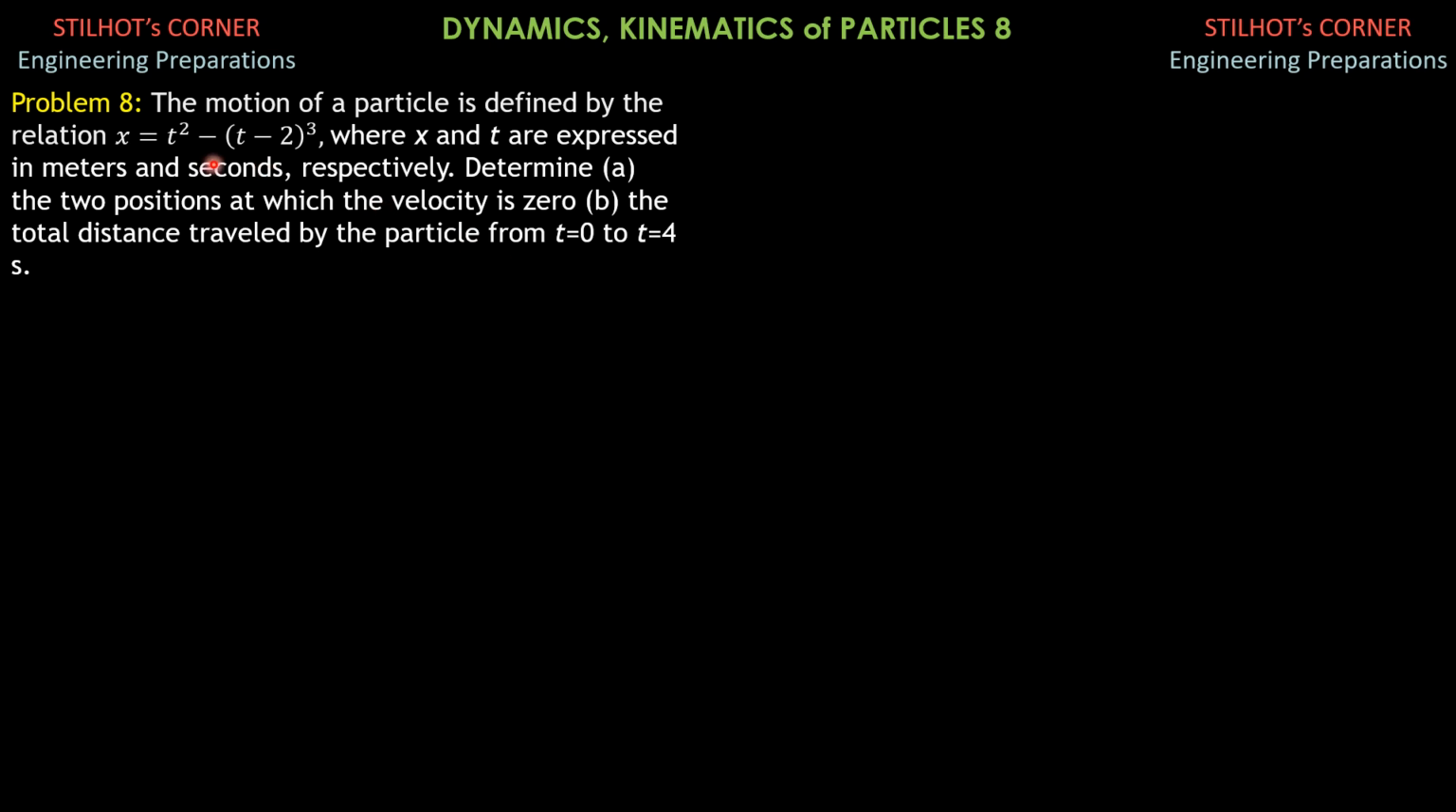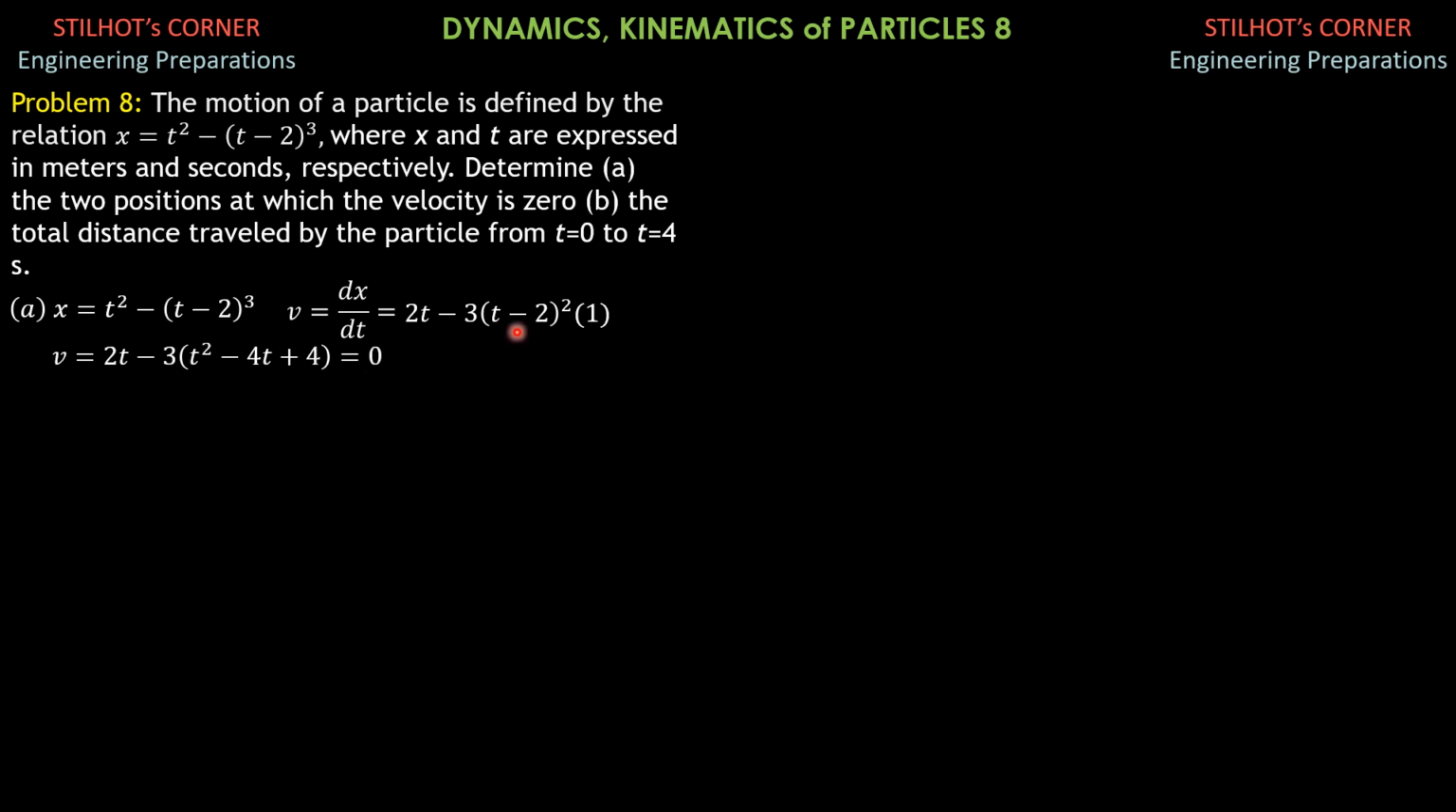As I said, first we set up the formula for the velocity. We differentiate x with respect to time, where x is t squared minus quantity t minus 2 cubed. So dx/dt, velocity, is 2t minus 3 quantity t minus 2 squared times 1, because the variable is t. Simplifying and equating to 0, v is 2t minus 3 times t squared minus 4t plus 4.